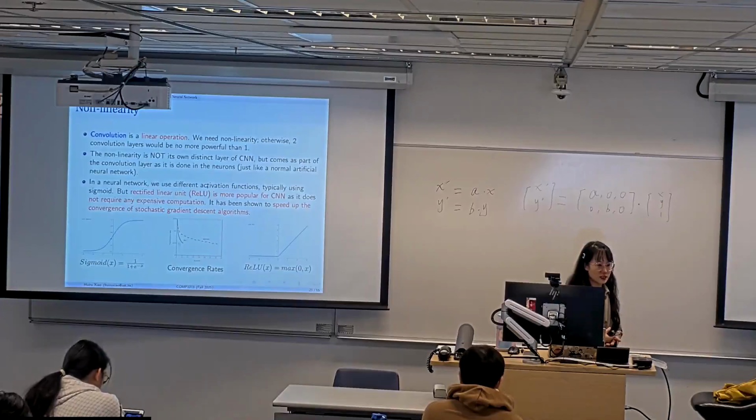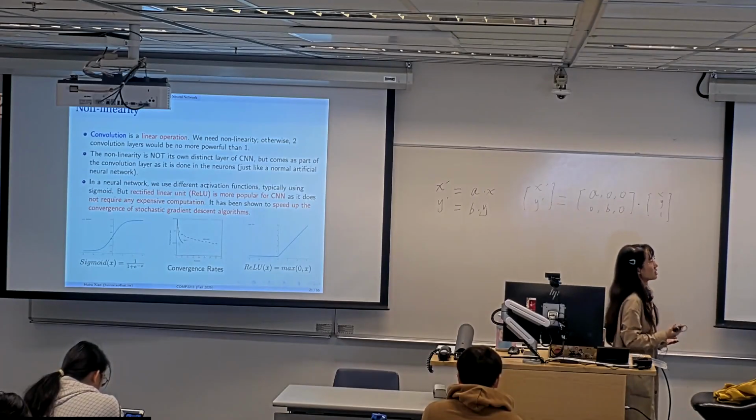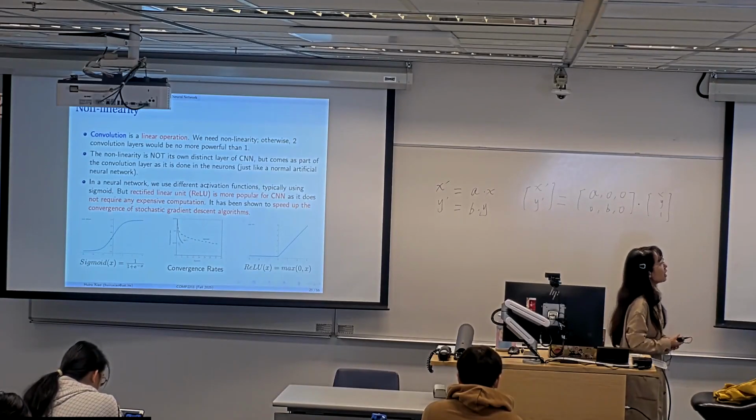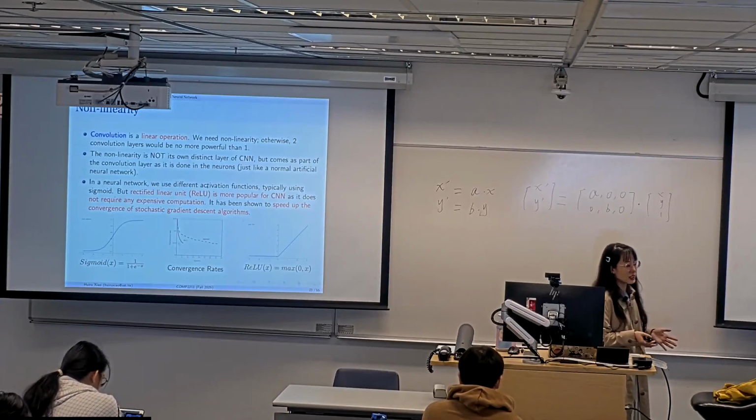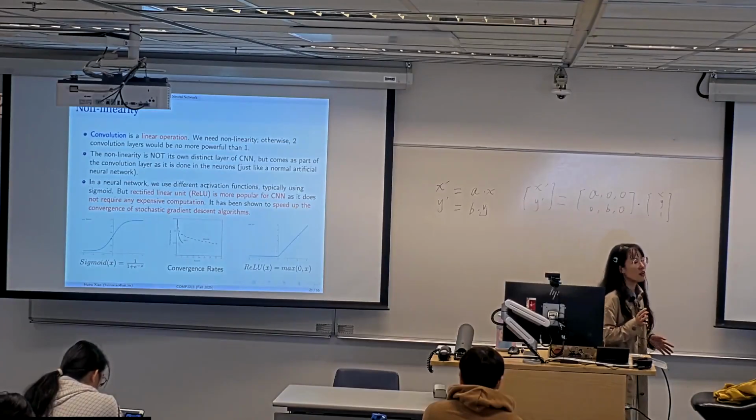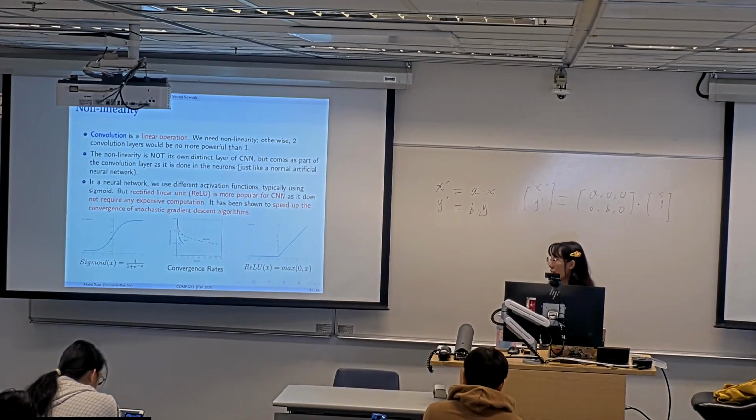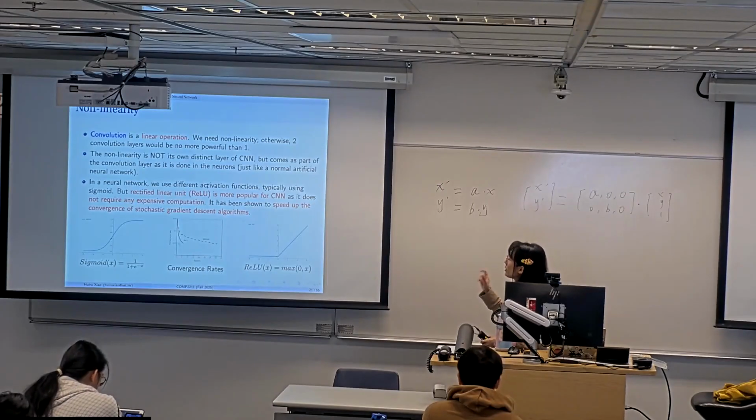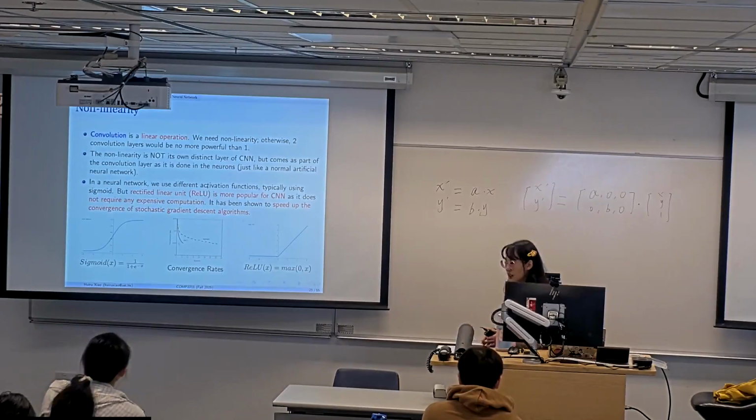Then how to add the nonlinearity? We already learned that. Activation function, right? The nonlinearity is not its own distinct layer of CNN, but comes as a part of the convolutional layer, as it is done in the artificial neurons, just like a normal artificial neural network. So we need to use activation functions to add nonlinearity. We have learned sigmoid, ReLU, and also tanh.